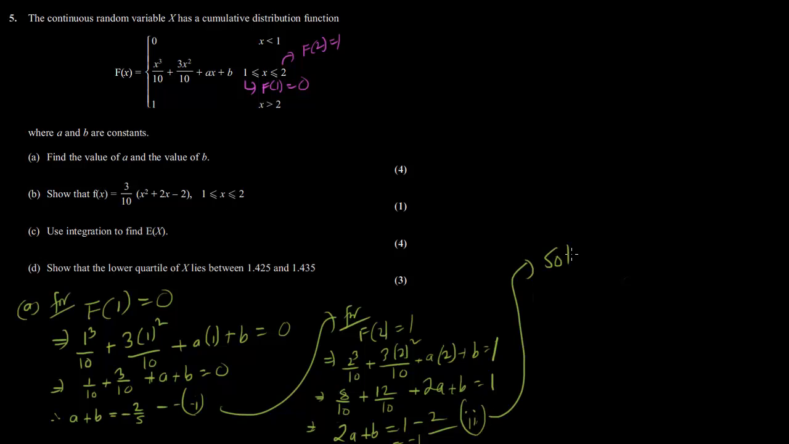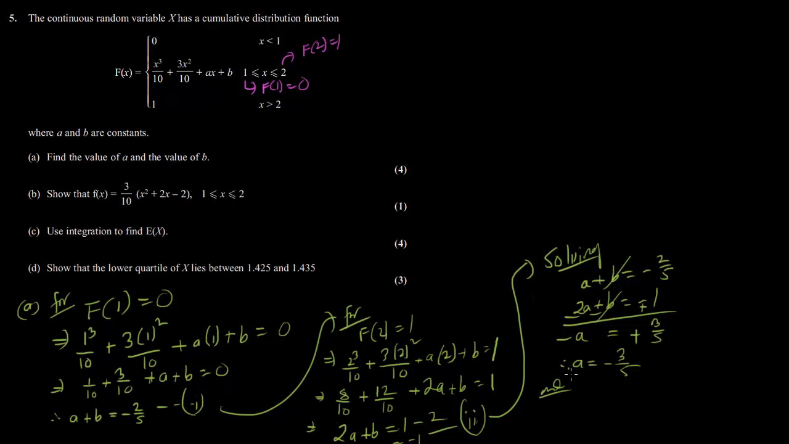So let's solve this. Equation 1 is a plus b equals minus 2 by 5. Equation 2 is twice a plus b equals minus 1. So let's change the sign. This and this will cancel off, and this will be minus a, and minus 1 plus 2 by 5 is going to be minus 5 plus 2, minus 3 by 5. This will be plus 3 by 5. Therefore a equals minus 3 by 5.